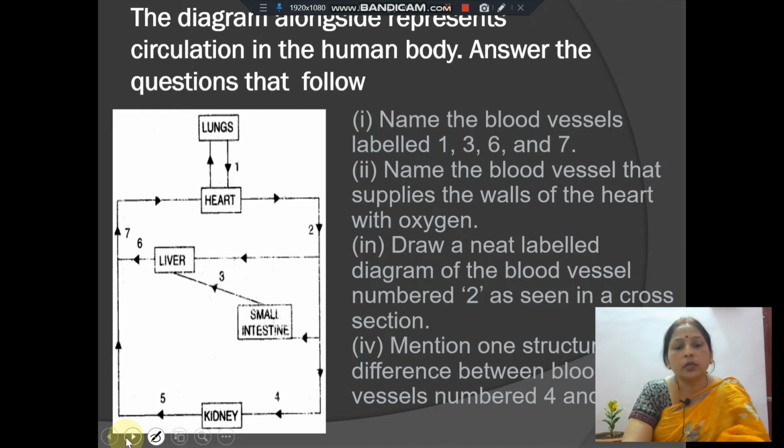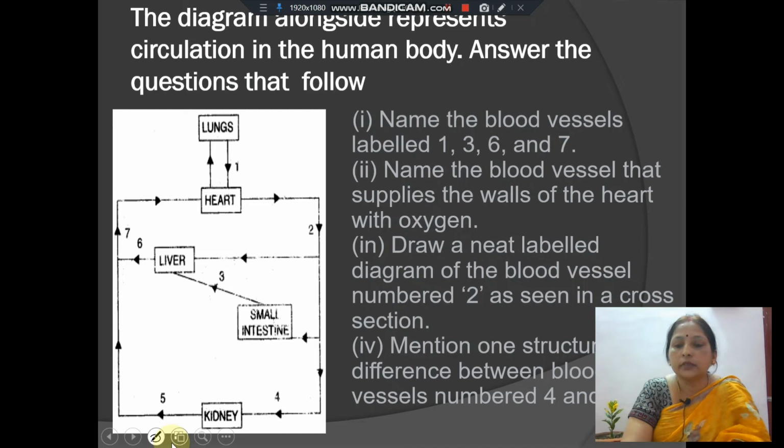Next, number 3. Number 3 takes blood from the small intestine to the liver. It is the hepatic portal vein. 6 takes blood from the liver, hepatic vein. 7, as you can see, pours the blood into the heart, so it is the inferior vena cava, or the posterior vena cava, which pours the deoxygenated blood into the right auricle. Now next is to draw a labeled diagram of the blood vessel. This I'll show you in the next slide.